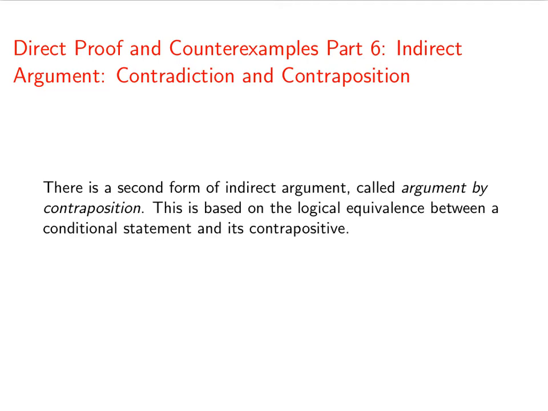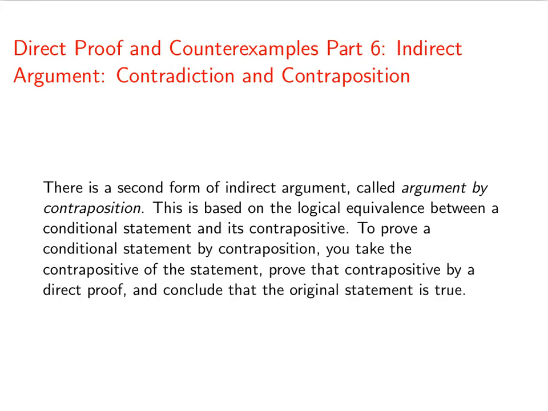Now, the argument by contraposition is based on a logical equivalence between a conditional statement and its contrapositive. Remember that if you have a statement form, P implies Q, that's logically equivalent to its contrapositive, not Q implies not P. So now, to prove a conditional statement by contraposition, what we would do is take the contrapositive of the statement, prove that contrapositive by a direct proof. Aha, see, direct proof, not necessarily indirect. And then we conclude that the original statement is true.